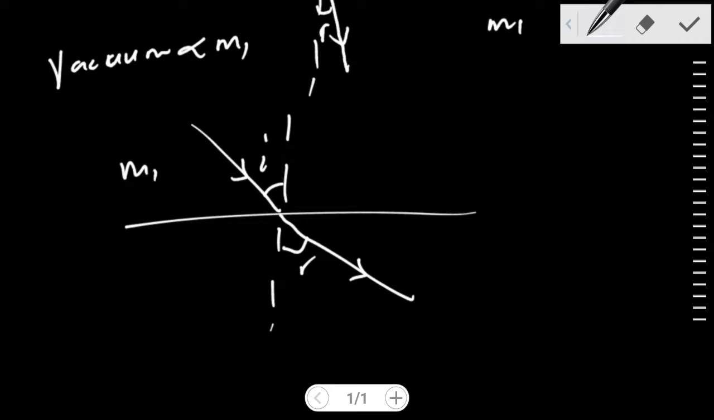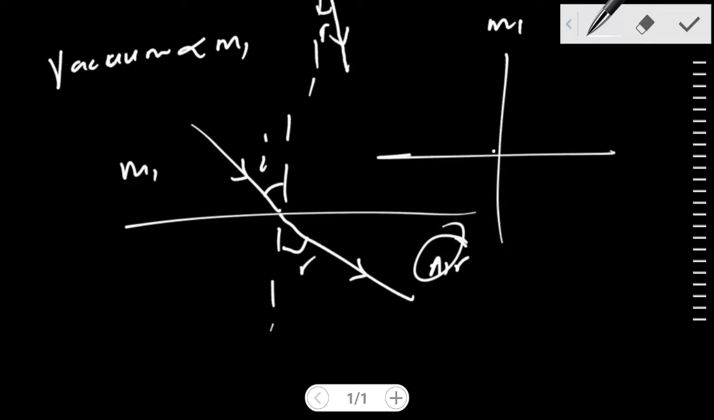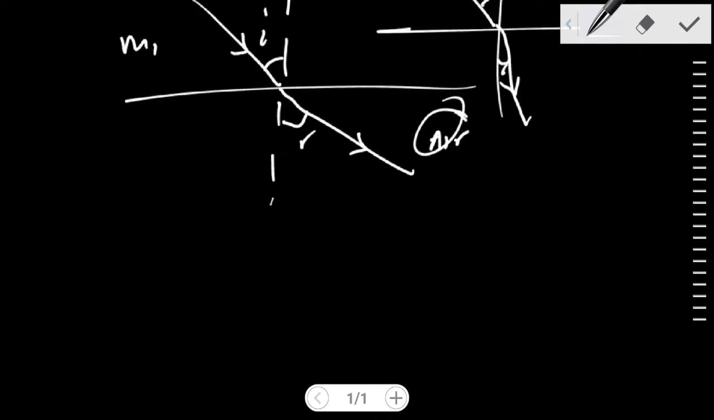So if a ray of light is traveling from a more optically dense medium to a less optically dense medium, for example air, it will refract away from the normal. And if it is from a less optically dense medium to a more optically dense medium, it is refracted towards the normal. So if you have something of this kind, it will refract towards the normal. So this would be our R. Now let's go into calculations.